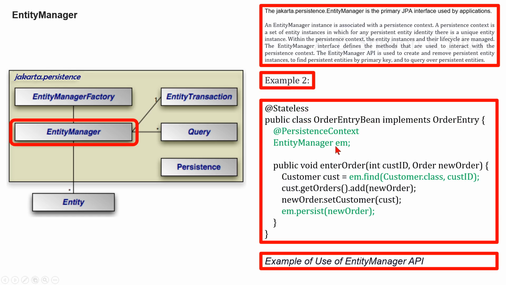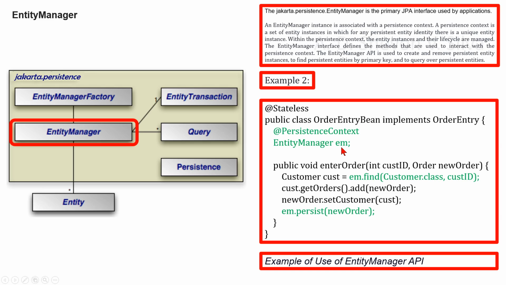As an example, we can consider this code segment. This is an example of use of the Entity Manager API. Here, the annotation type PersistenceContext expresses a dependency on a container-managed Entity Manager and its associated persistence context. Here you can see EntityManager, the interface used to interact with the persistence context.